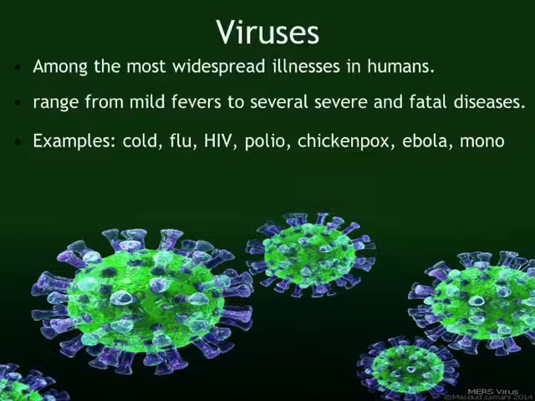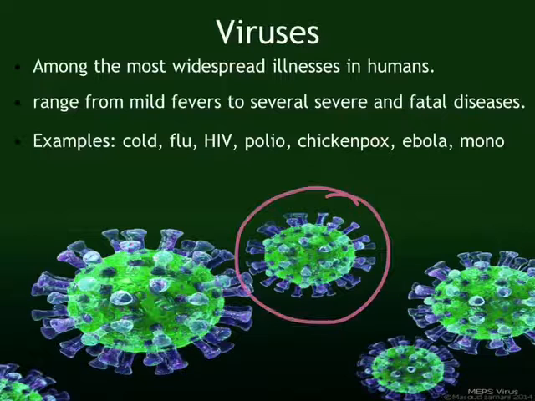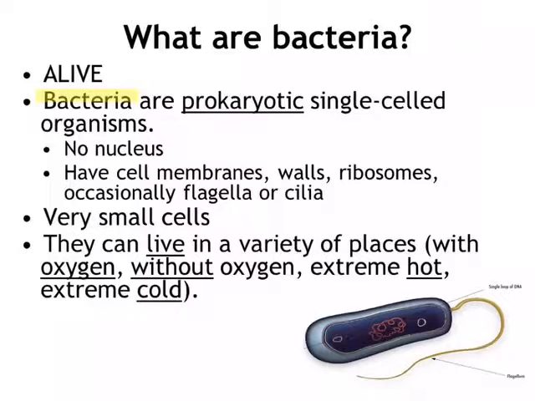So the one that you saw on the other slide is a virus, and so is this one. They look very different, but they're both viruses, and they are both not alive. Just to be clear, the reason they're not alive is because they are unable to reproduce on their own. They have to have a host in order to reproduce. All right, pathogen number 2 is bacteria.